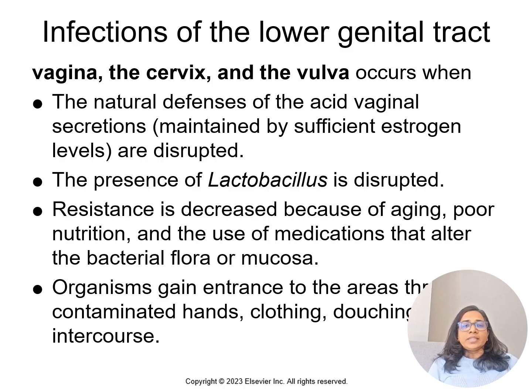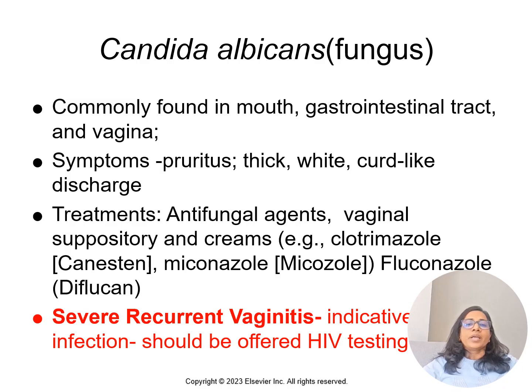Next condition, let's move to the infections of the lower genital tract. Common infections which we see are because of disruption of the normal flora of the tract. A common condition is candida infection. Candida infection can happen anywhere in the mucous membrane, in the mouth, GI tract, or vagina. But the most important thing about candida infection is that it usually happens in immunocompromised patients.